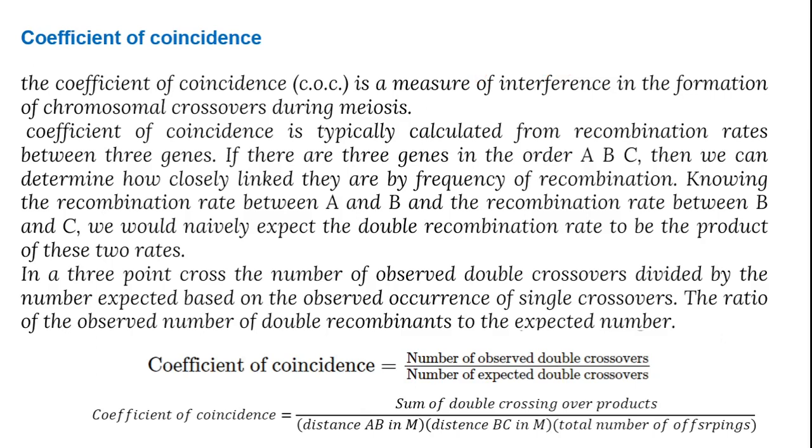This formula is also very important. Why? Because if A, B, C genes are there, we need to find the pattern of arrangement of chromosomes. We need to find which crossing over is favored. Two crossing overs is called double crossing over. Single crossing over may also occur here, and different recombination patterns will be there. To calculate that, we need to calculate the coefficient of coincidence, right?